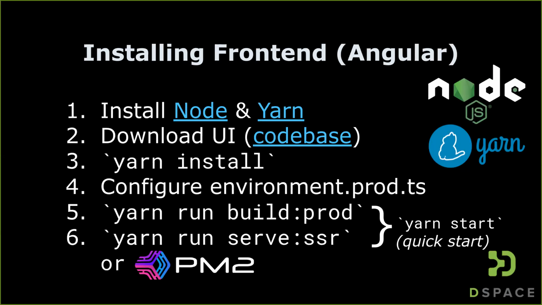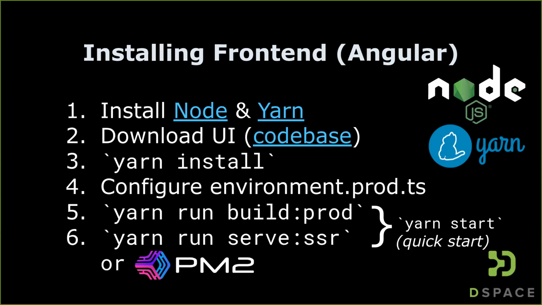For the Angular front end, you would download the user interface and run some yarn commands. You'll run a yarn install to install all of our dependencies. There's an environment file that you have to do some very basic configuration within in order to build it. Again, that's all documented within that installation on the wiki. And then there are a couple options here. For production, you're really going to go through steps 5 and 6 together, where you first build the front end, and then you're going to either run serve SSR or deploy it via a service like PM2.